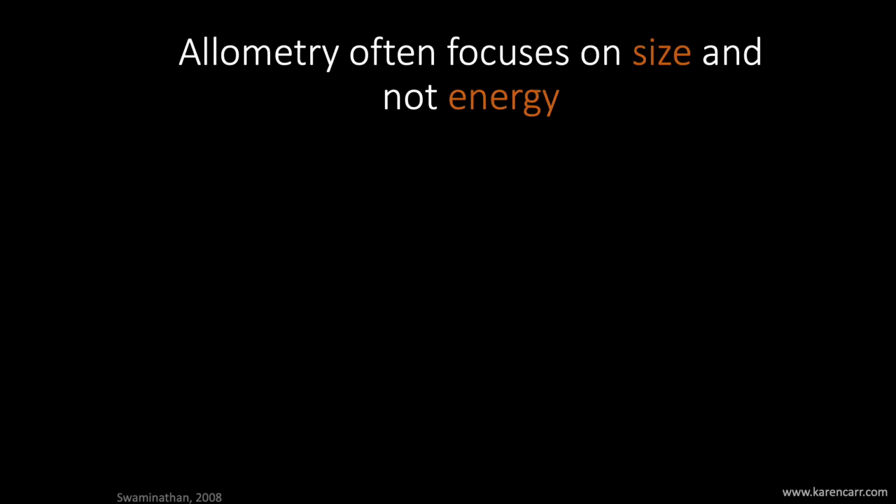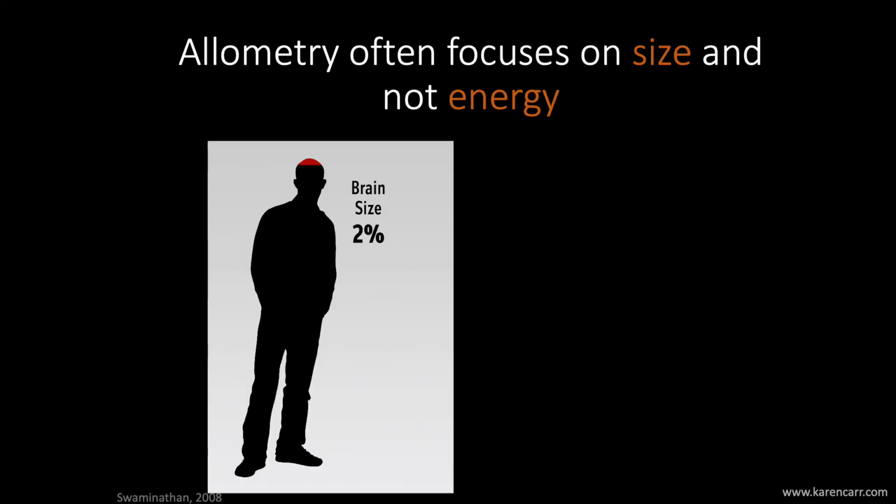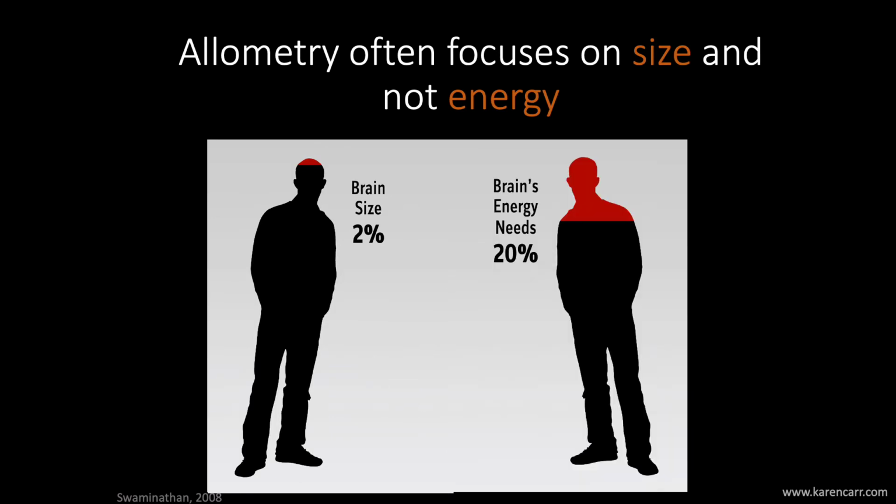When we examine allometry, or how different traits scale with body size, we will often focus on the size of the trait, but not on the amount of energy that trait consumes, and this may be misleading. For example, we know that the human brain accounts for only about 2% of body mass, but accounts for about 20% of daily energy needs.